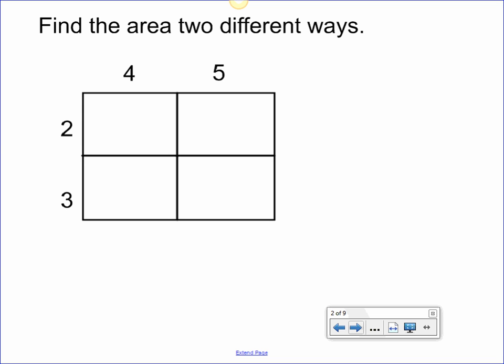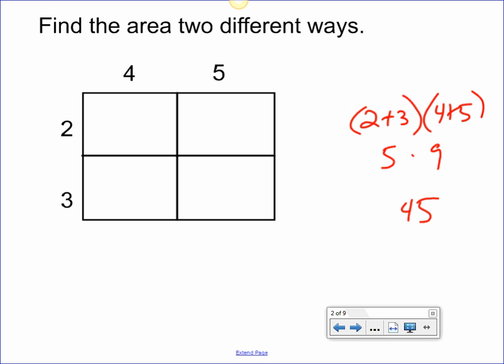Okay, so first of all, if I asked you to find the area of this rectangle, hopefully some of you are saying you could take the 2 plus a 3, and then the 4 plus a 5. And then I would simply multiply those. So I get 5 times 9. My area is going to be 45.